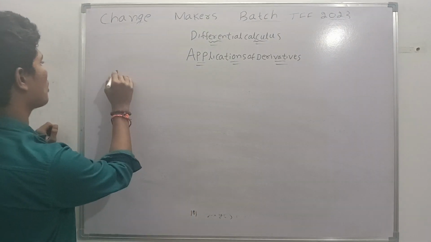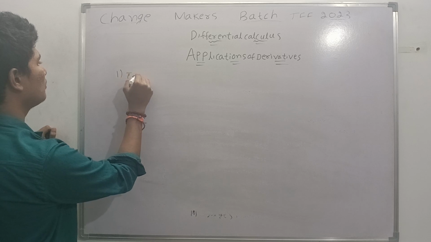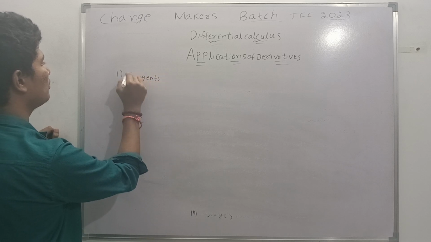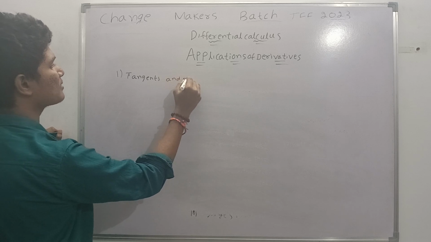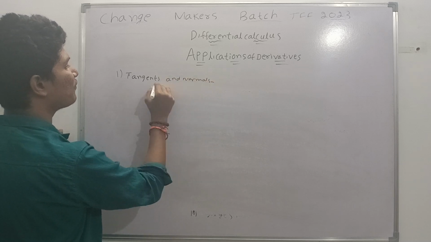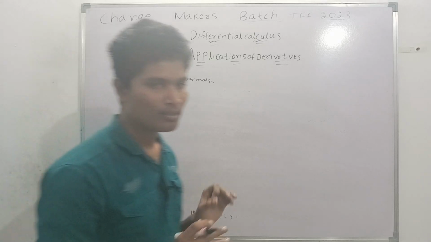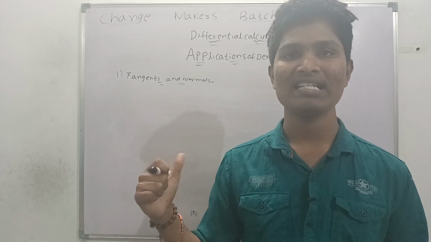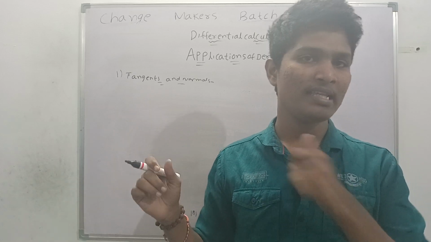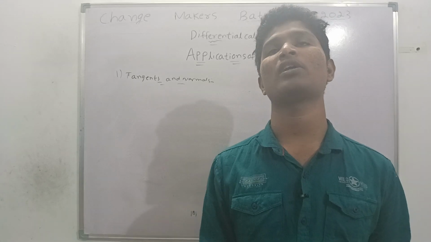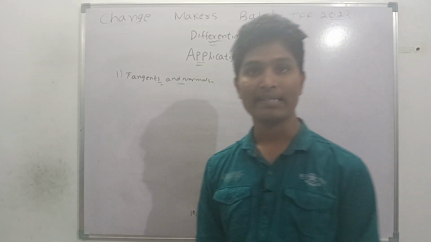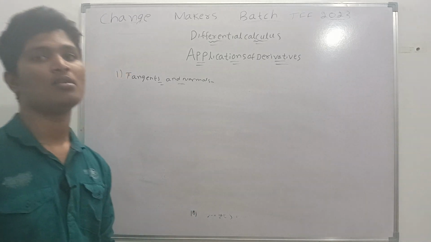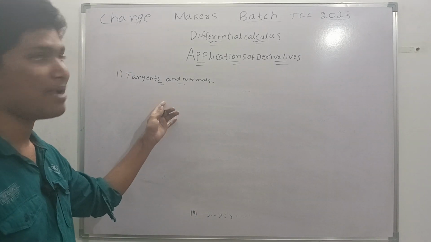The first thing is tangents and normals. Actually the flow is not like that, but I prepared this in order to give more insights about the important topics, because in this applications of derivatives there is a mixture of nearly 6 chapters, that is rate measure, tangents and normals, and monotonicity. There are different small chapters in this chapter, but you have to focus on the main thing, that is tangents and normals.